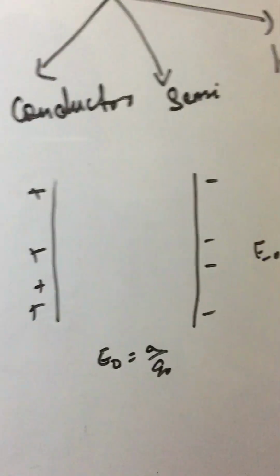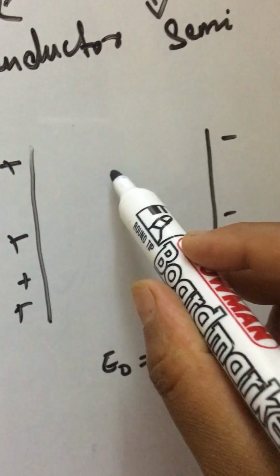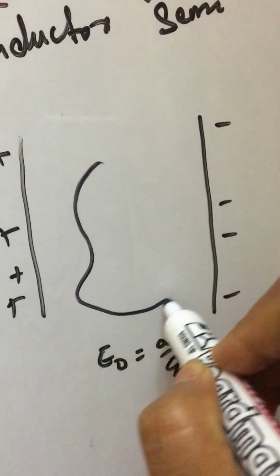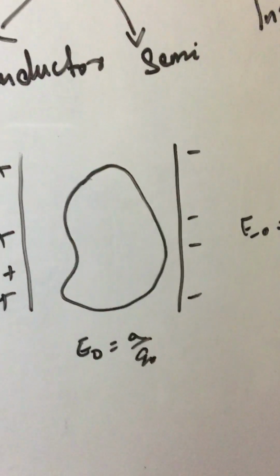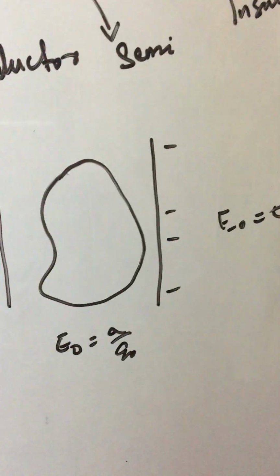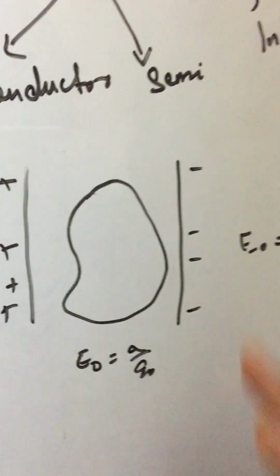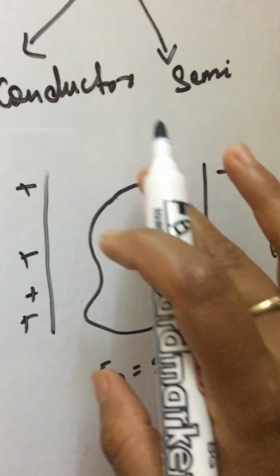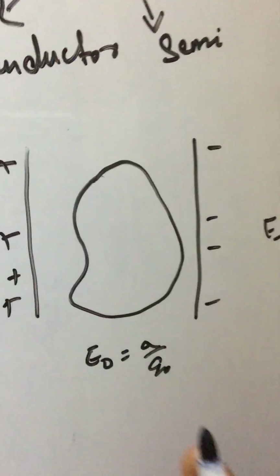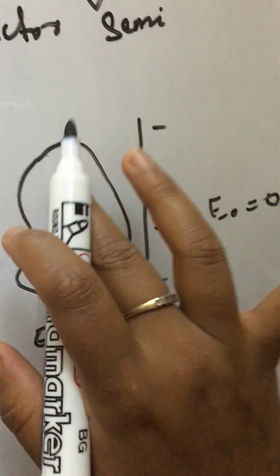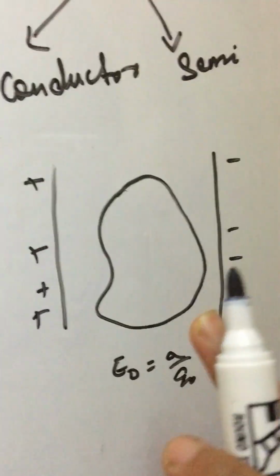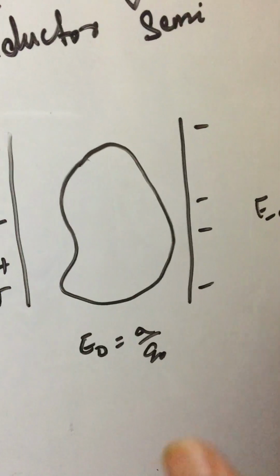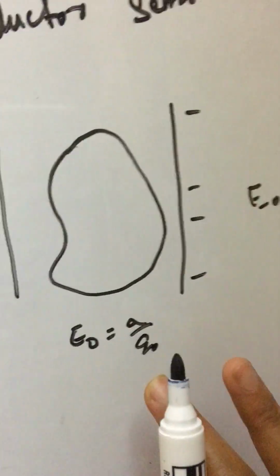Now let's do one thing. Let us keep a conductor and see how the conductor will behave. Conductor means a number of free electrons will be there. The electrons are free to move within the conductor, but the electrons cannot leave the conductor. And as the electrons are so free, that's why they can conduct electricity also.